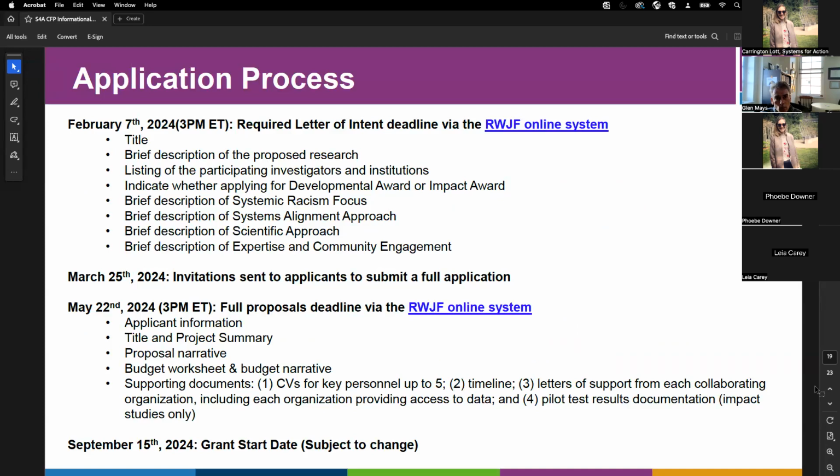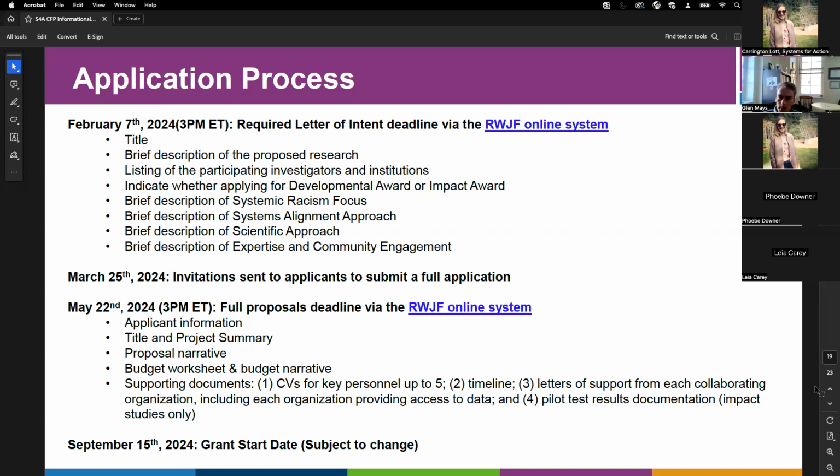A few more details about the application process. As I mentioned, it's a 2-stage process. The first stage is submitting that 3-page letter of intent by the deadline of February 7th. It's February 7th at 3 p.m. Eastern Time. That is a required letter of intent that must be submitted through the RWJF online system. So again, make sure you keep that deadline in mind. Do not wait until the last minute to submit that letter of intent.